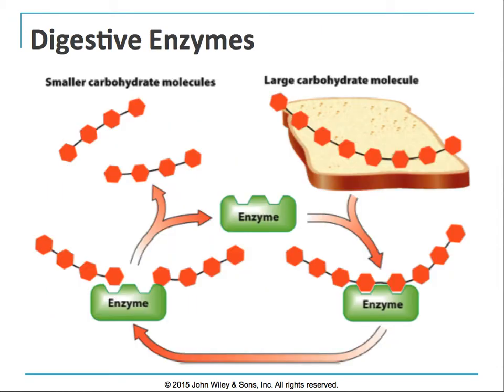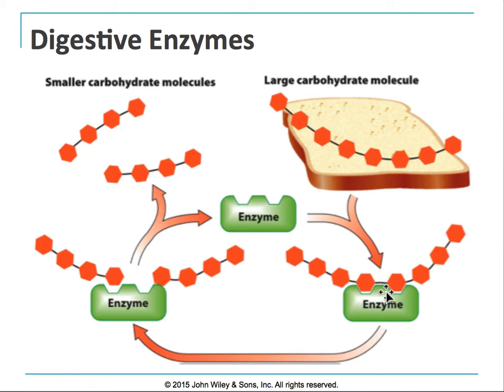This is a diagram showing us a little bit better about how enzymes work. So we're going to start over on the top right. We have a large carbohydrate molecule in this slice of bread. You would eat this slice of bread, and we see the red chain of molecules making up the molecule. And then we have this particular enzyme, this green enzyme, and it has these two little indents in the top, these two sites that fit perfectly with the carbohydrate molecule.